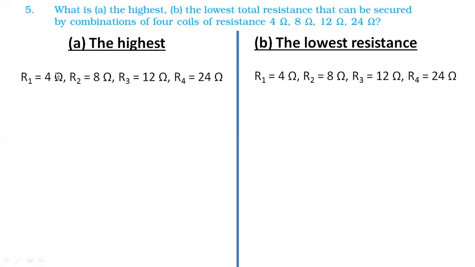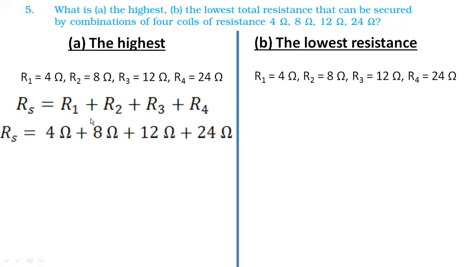These are the values given in our question. I have written 4, 8, 12 and 24. For highest resistance we require series combination, so we have to write down the series formula: R is equal to R1 plus R2 plus R3 plus R4. What about lowest? We need parallel combination for lowest resistance. So let me first find out the value of RS. 4, 8, 12 and 24. 4 plus 8 is 12, 12 plus 12 is 24, 24 and 24, 48. So that is the series resistance.